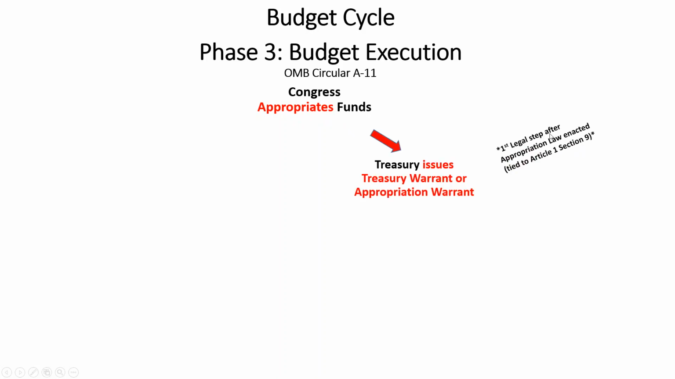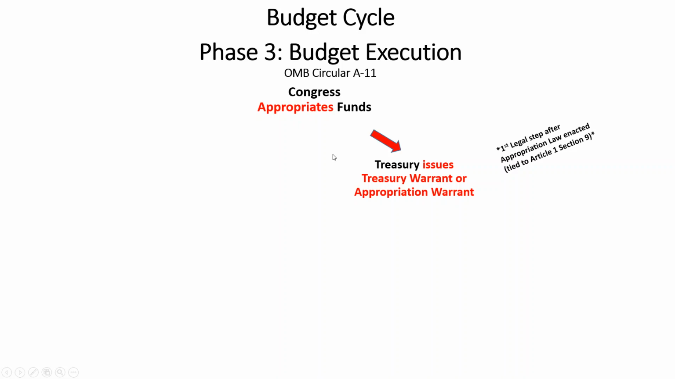The first legal action is the Treasury issues Treasury warrant or appropriation warrant. That's just different words meaning the same thing. First legal action, because this is the one directly tied to Article 1, Section 9 of the Constitution. No money can come out of the Treasury unless I have an appropriation law. So now we have the appropriation law. The Treasury issues the Treasury warrant. And all this is just a notification to the agencies to say that they have the law, they have the green light, and the accounts are set up ready for them to start spending.